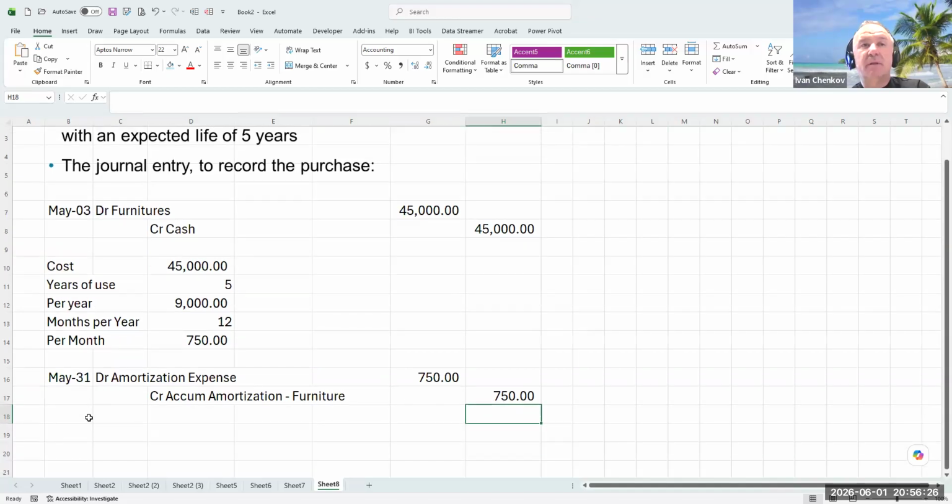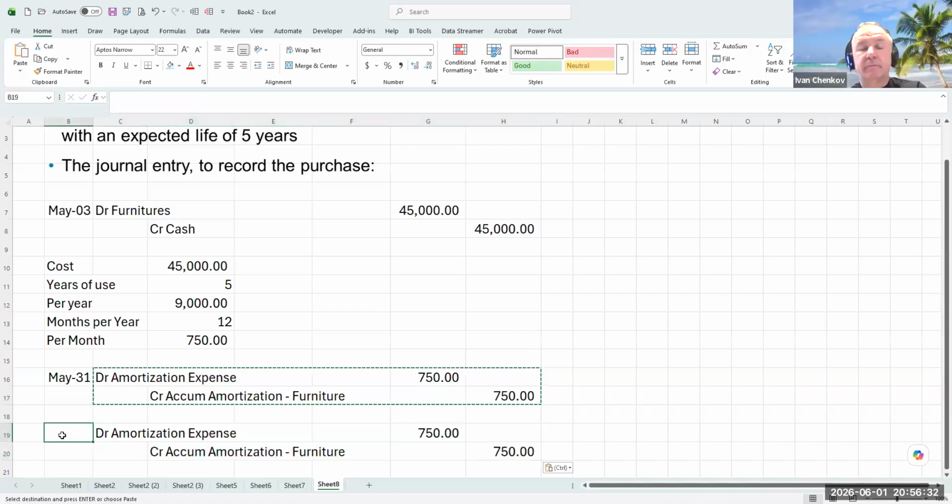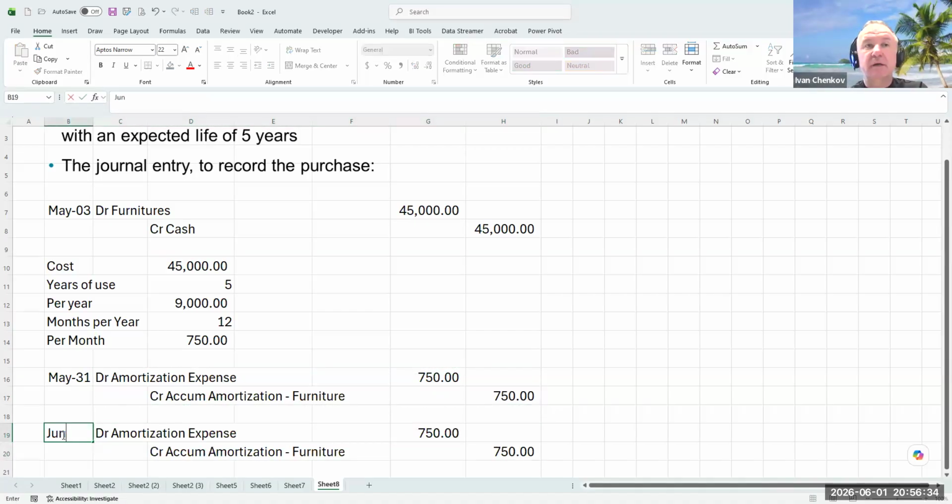So what's going to happen when June 30th comes? Exactly the same thing. On June 30th, I'm going to do exactly the same thing. How about July 31st? Exactly the same thing. August 31st, exactly the same thing. And I keep going to do this until the year 5, when this asset is completely amortized.